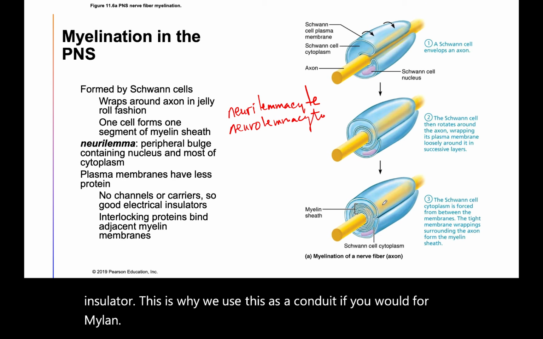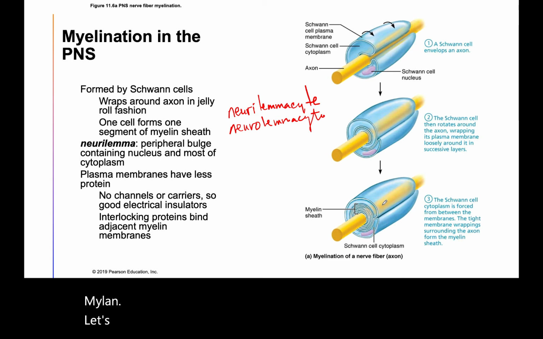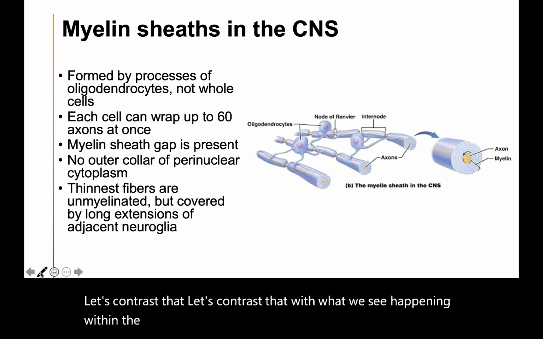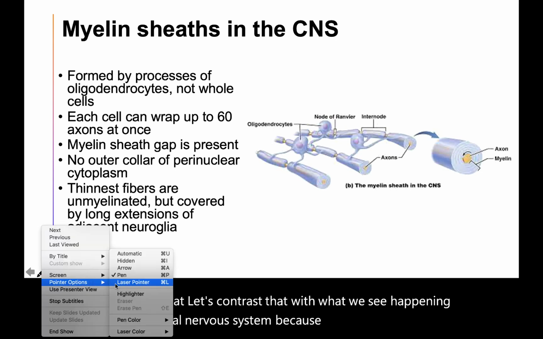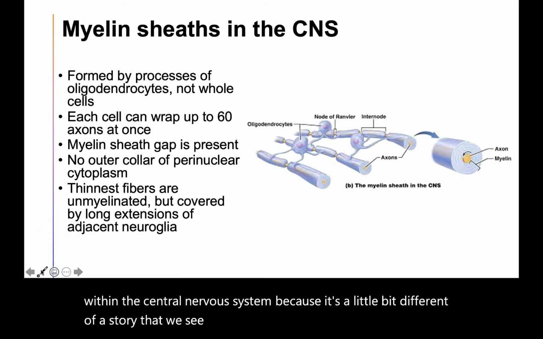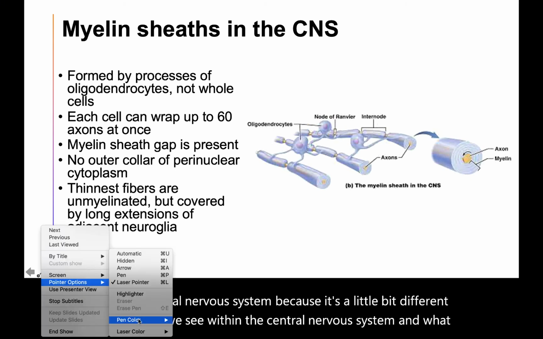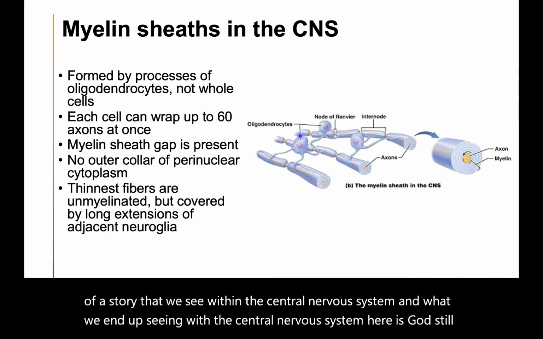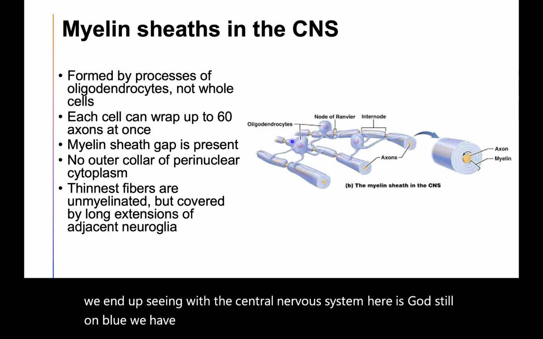Now, let's contrast that with what we see happening within the central nervous system, because it's a little bit different of a story. What we end up seeing with the central nervous system here is, oh good, it's still in blue. We have these oligodendrocytes. Right?